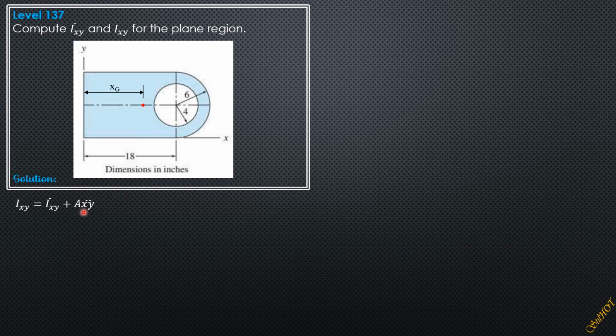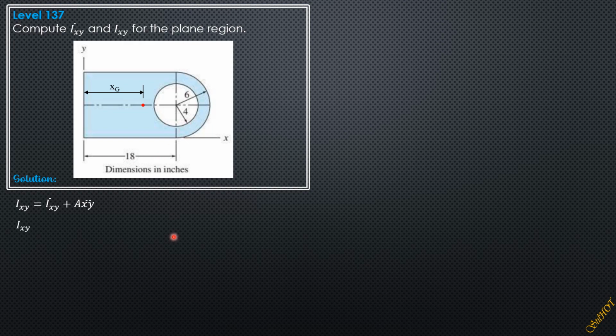For the rectangle, the area is 18 by 12. Bar x is 9 and bar y is 6. For the semicircle, the area is pi times 6 squared over 2. Bar x is 18 plus this distance, 4 times 6 over 3 pi, 4r over 3 pi. Remember, bar y is 6. And for the circle, the area is pi times 4 squared over 2, but we have to subtract it. Then bar x is 18, bar y is 6.